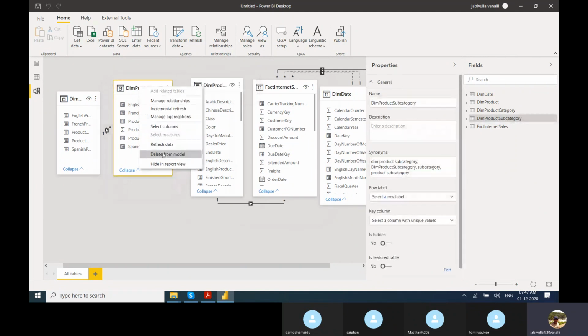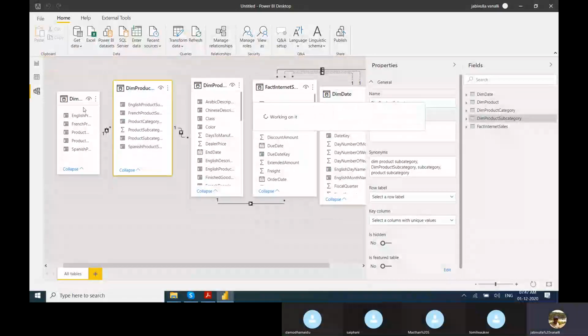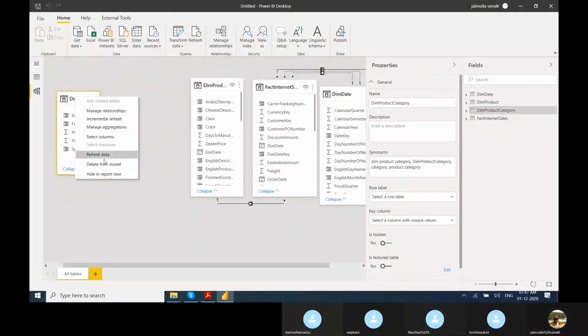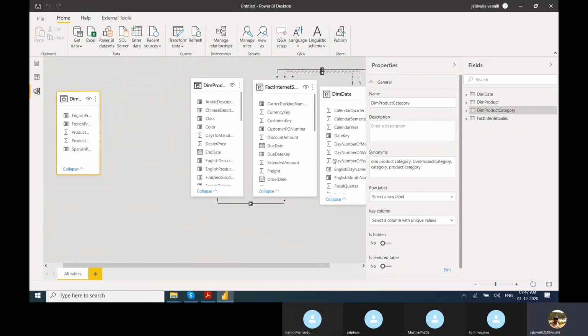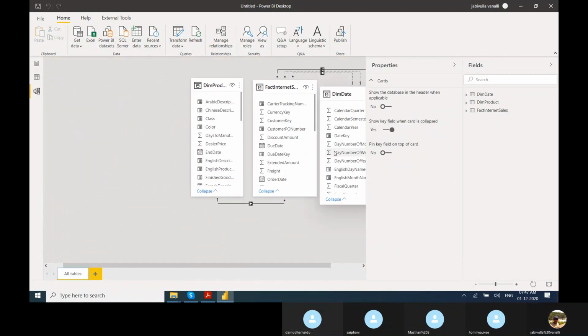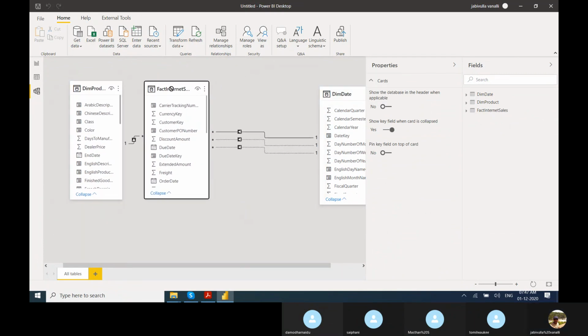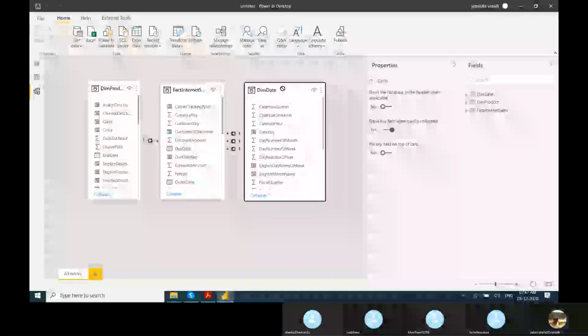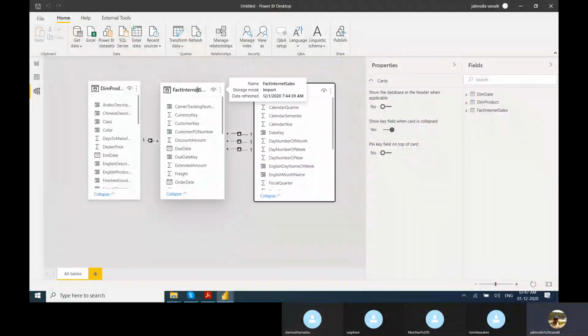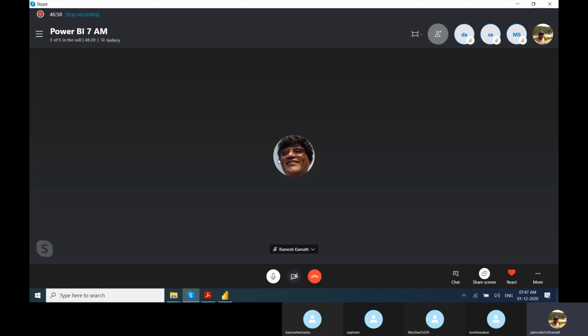So now I am deleting, delete from model. I can delete here also. So now we have only one fact table and only two surrounding tables. Okay, so in this way we need to recognize. So basically AdventureWorks is snowflake schema.